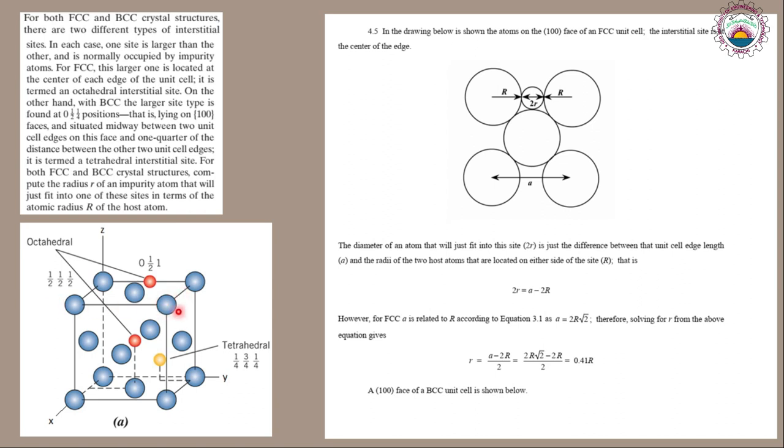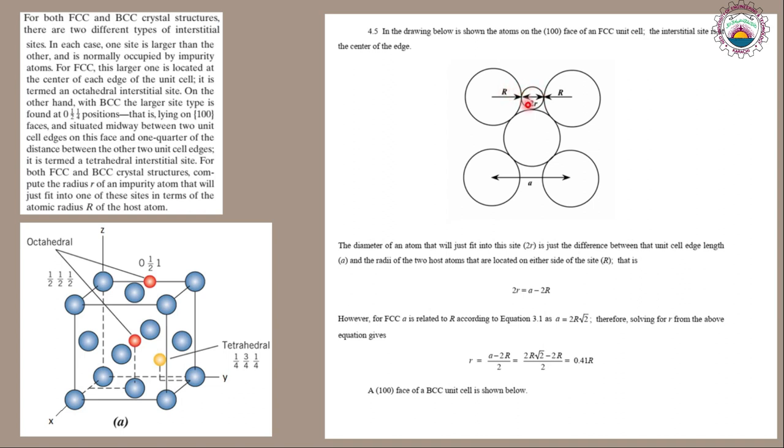So we just draw this face in two dimensions here. We have drawn this face in two dimensions: the two corner atoms, the two bottom atoms, and one atom at the center. And it says that the impurity atom is at the center of this unit cell edge. So we have the impurity atom at the center of this unit cell edge. We have the radius R of this host atom, another radius R of the host atom, and 2r for the diameter of this impurity atom.